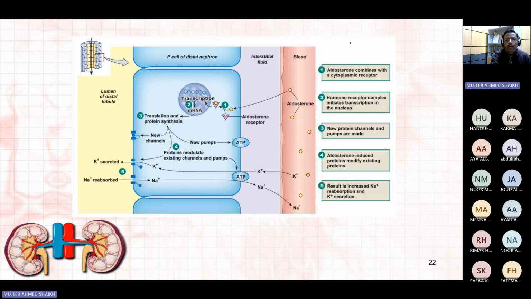The same thing is shown here. Aldosterone combined with the cytoplasmic receptor, the hormone receptor complex, will initiate transcription in the nucleus, and then new protein channels will be formed. These new protein channels will lie here on the luminal border. This will allow the potassium to be secreted and go into the urine. This is how regulation of potassium is happening. This is occurring in the P cell or principal cell. This is a special cell in the late distal convoluted tubule or collecting tubule.